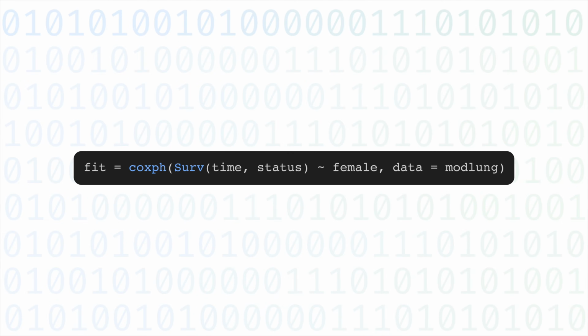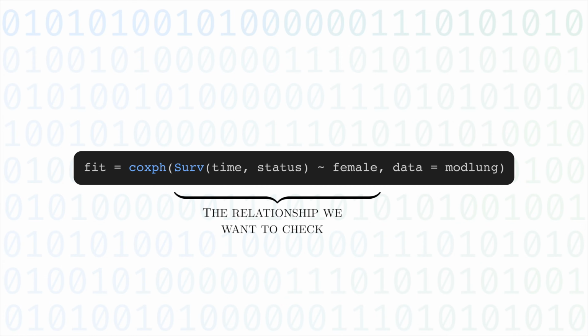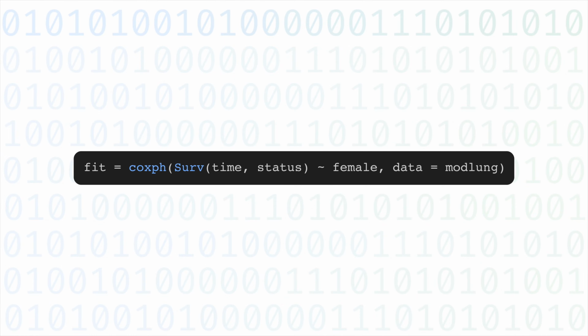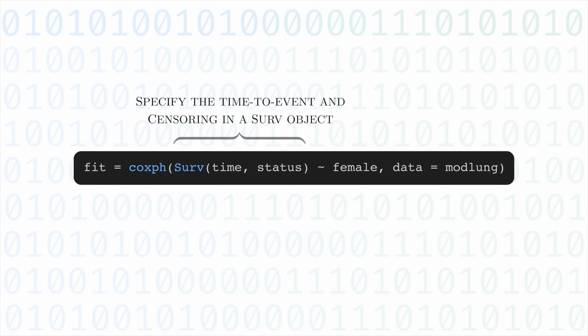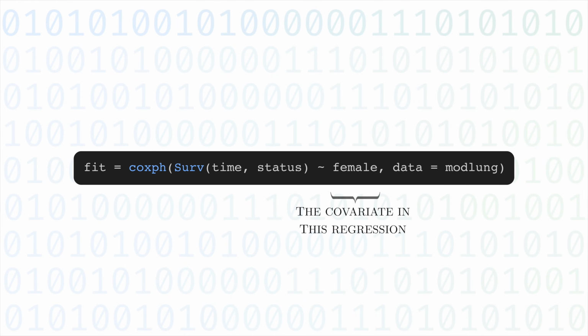The coxph function is what implements the proportional hazards model. For this simple example, we only need two things: the relationship we want to check and the data we want to use. For the relationship, we need to specify the outcome with the Surv object and enter the time and event columns I talked about earlier. On the right-hand side of the formula, we need to specify sex as the covariate of interest. Finally, we need to specify the modified lung dataset we made earlier.